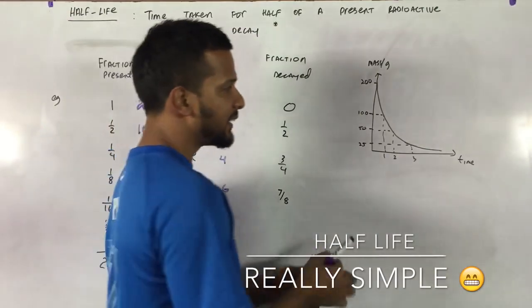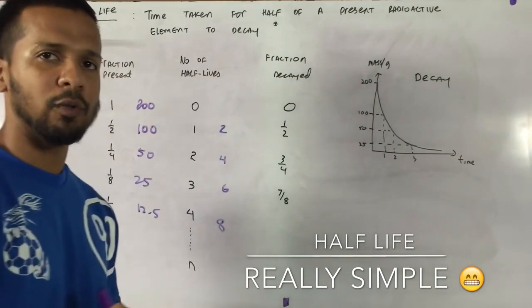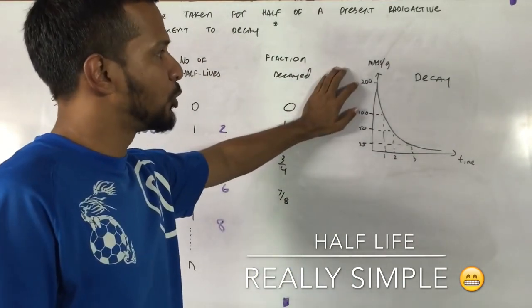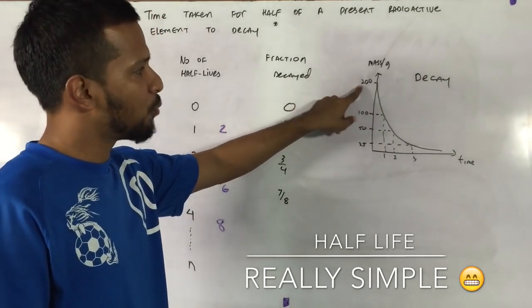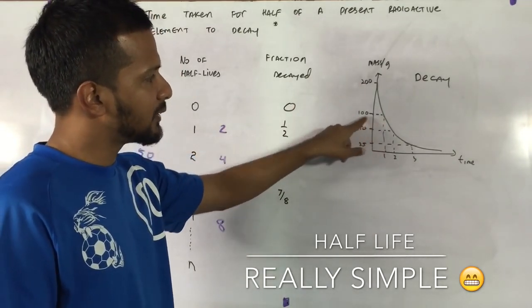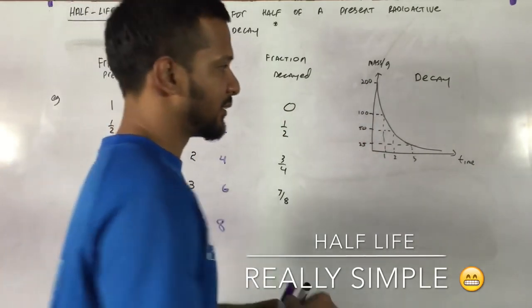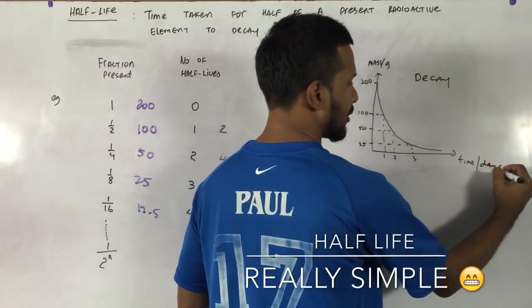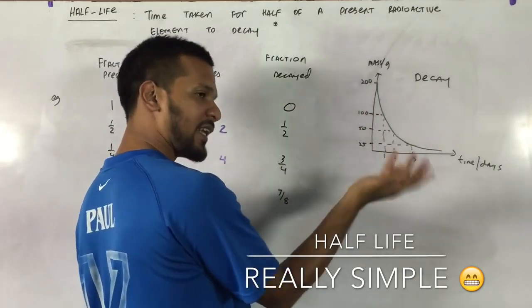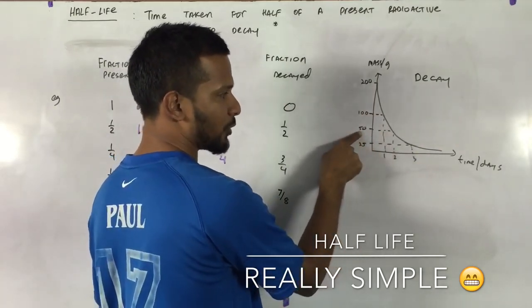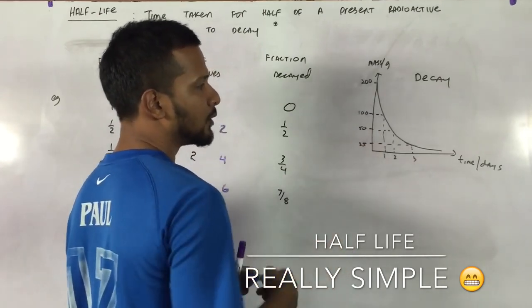If you look here, this is called a decay curve. It represents how a radioactive element will decay. So let's say we started off with 200 grams. After 1 half-life, we will end up with 100 grams. So let's say this was time in days. So after 1 day, 200 grams will go to 100 grams. After our next day, which will be 2 days, 100 will go to 50. Okay? And after 3 days, 50 will go to 25.